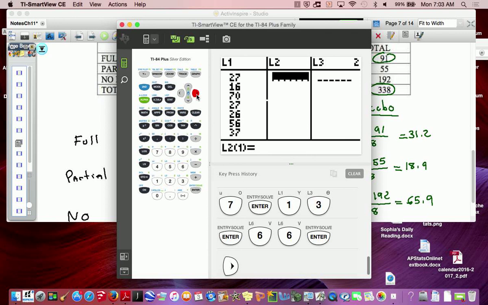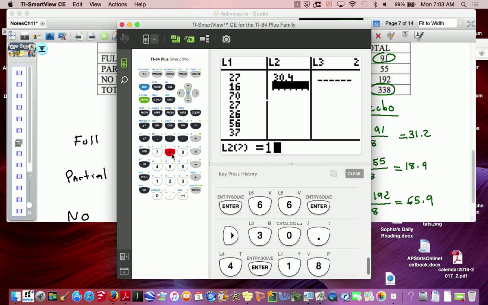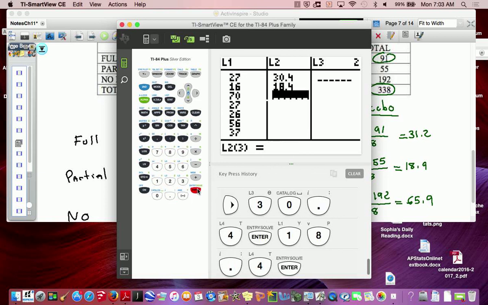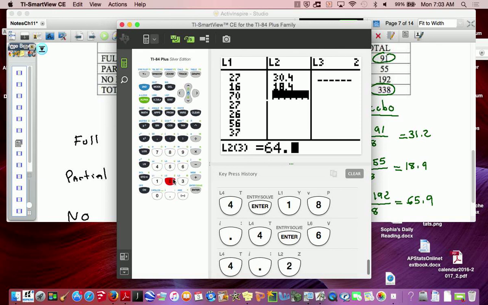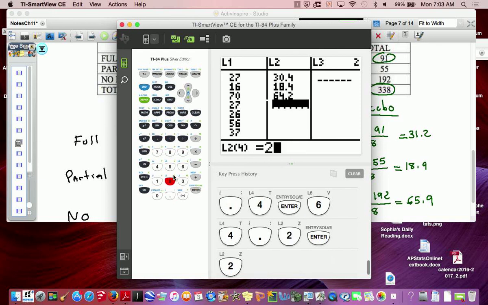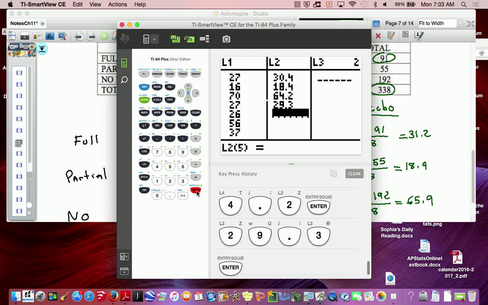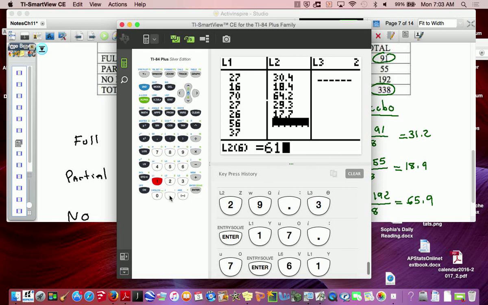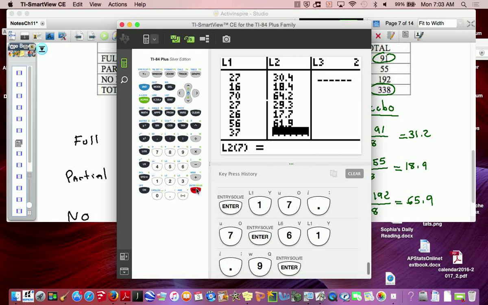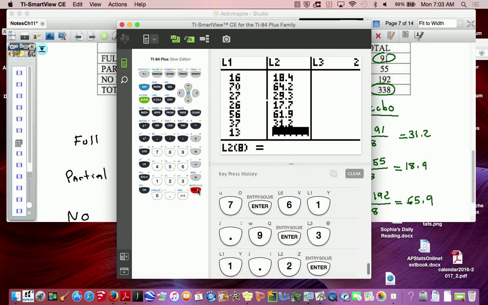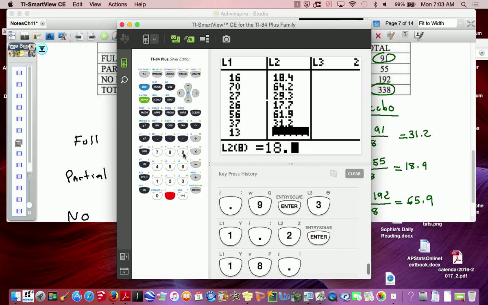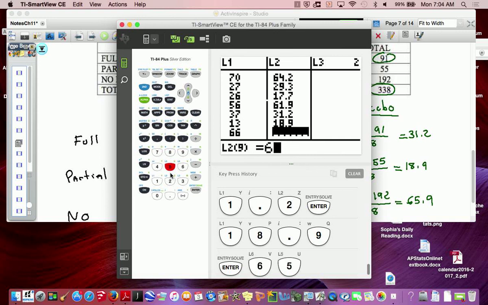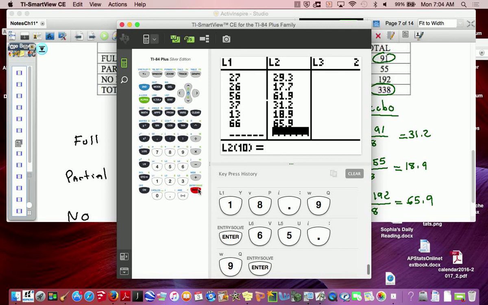Now these are all my expected counts in the same order, so I gotta go column by column. If you don't, then you're messing up and you're gonna get a totally different chi-squared statistic. 64.2, and then 29.3, and 17.7, and 61.9, and 31.2, and 18.9, and 65.9. So, alright, so now I have those in here.